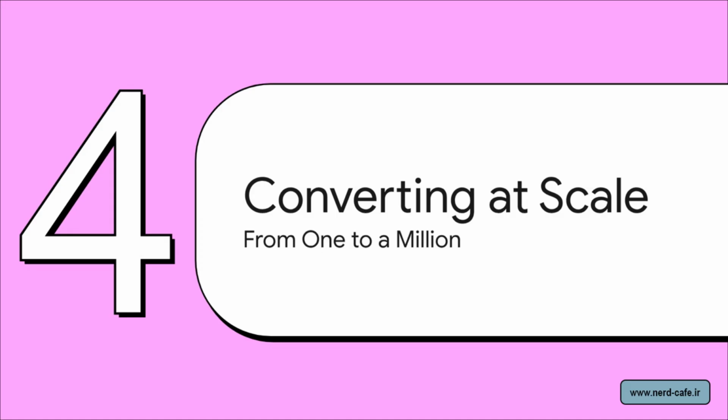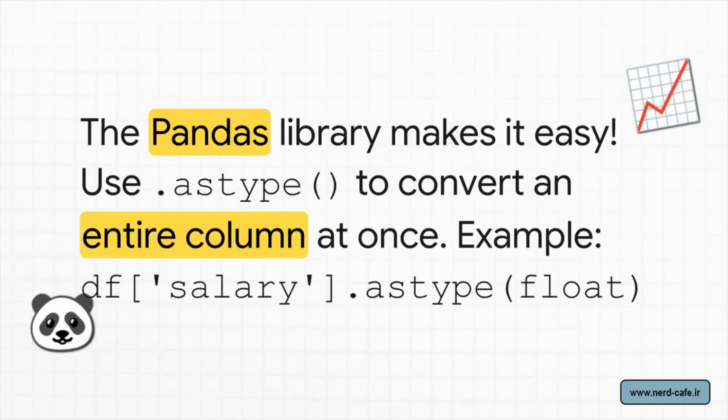Okay, so converting one value at a time is great and all. But in data science, we're not dealing with just one number. We're dealing with columns that have thousands, maybe even millions of values. So how do we do this at scale? This is where the pandas library becomes your absolute best friend. It has this incredible method called astype. And with just one simple line of code, like you see here, you can change an entire salary column from text to numbers. Just like that, it's ready for analysis.